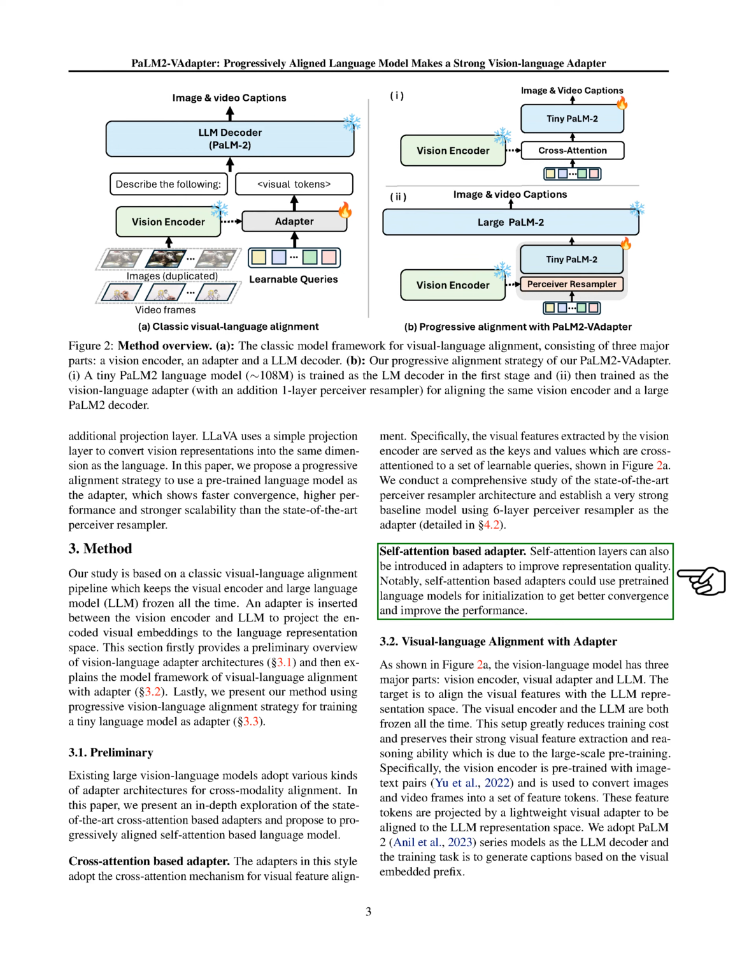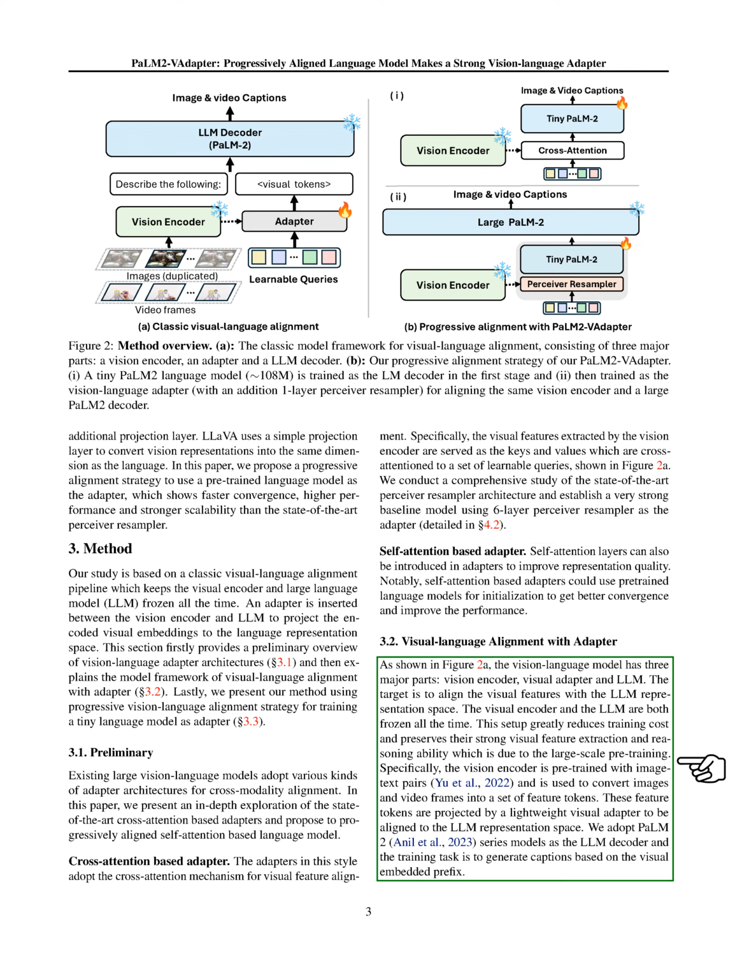Our vision language model comprises three main components: the vision encoder, the visual adapter, and the LLM. The goal is to align visual features with the LLM representation space, with both the vision encoder and the LLM remaining unchanged throughout the process. This setup significantly reduces training costs while preserving their robust visual feature extraction and reasoning capabilities, thanks to extensive pre-training. Specifically, the vision encoder, pre-trained with image-text pairs, converts images and video frames into feature tokens, which are then mapped by a lightweight visual adapter into the LLM representation space.